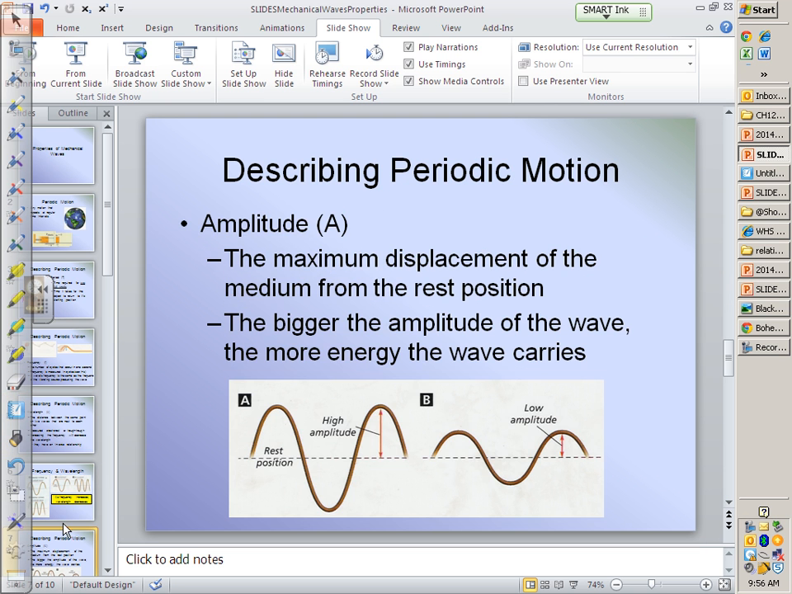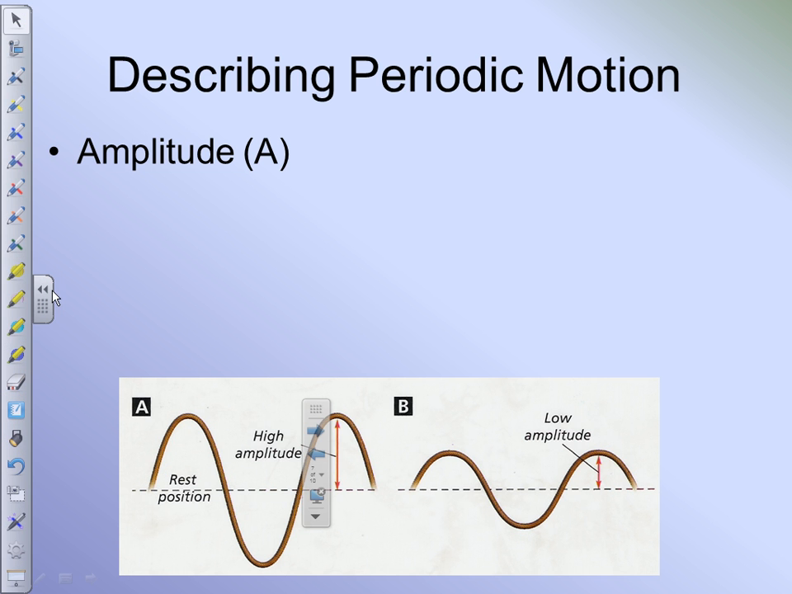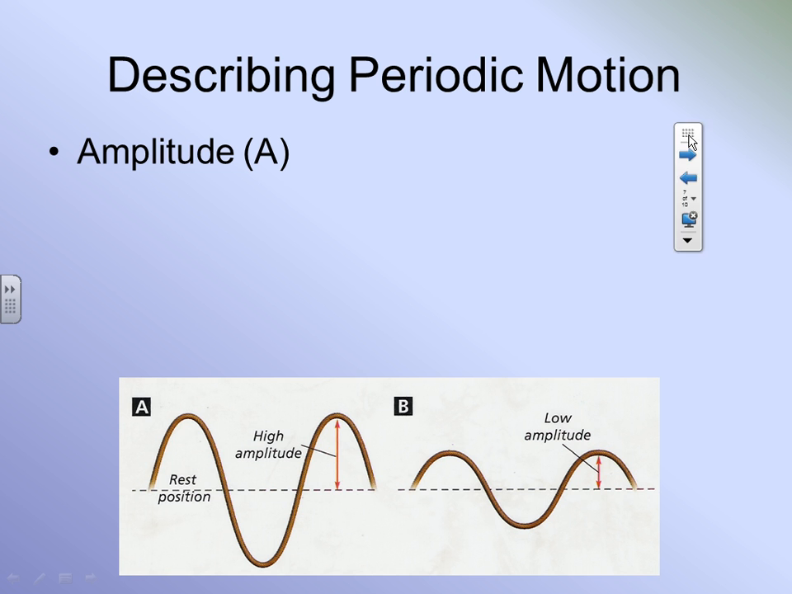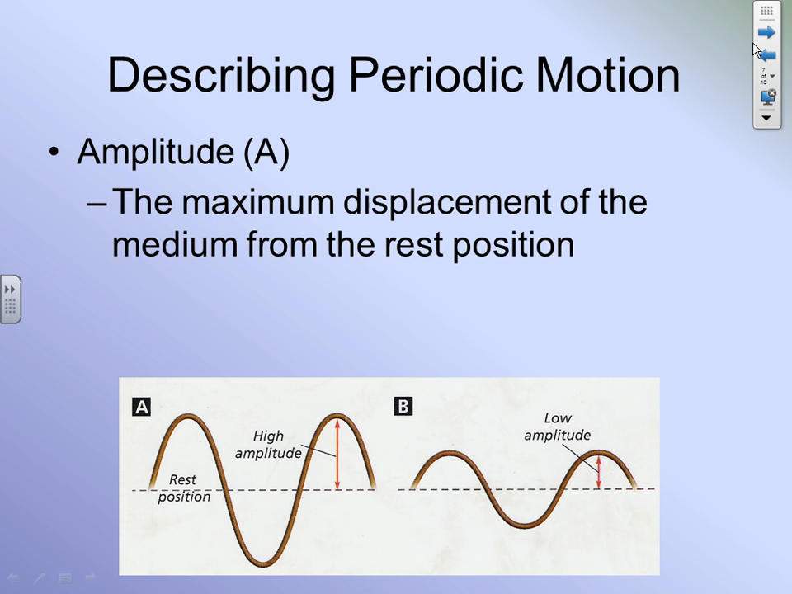All right, the next term that we use to describe the wave and the properties of that wave is the amplitude. And the amplitude, we use the capital letter A. By definition, the amplitude is the maximum displacement of the medium from rest position. The maximum displacement of the medium from rest position.